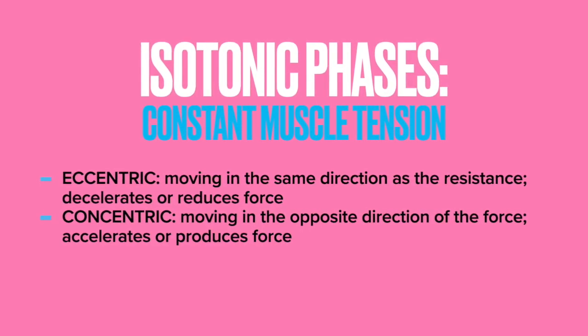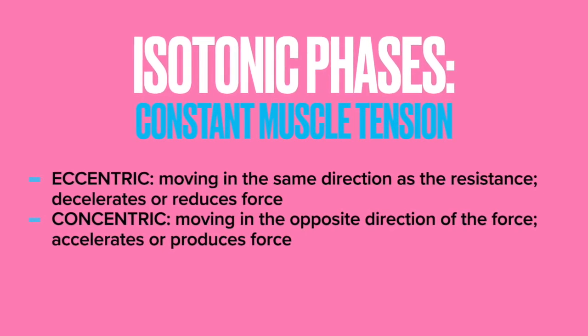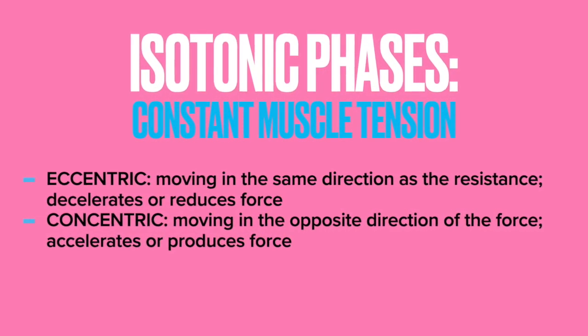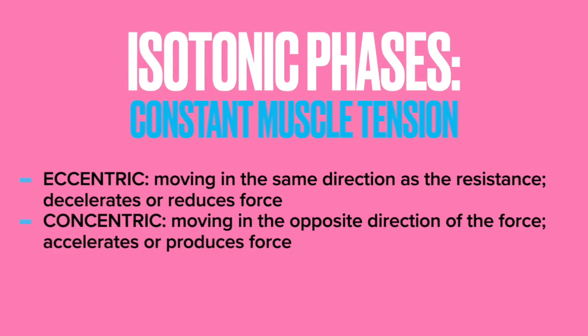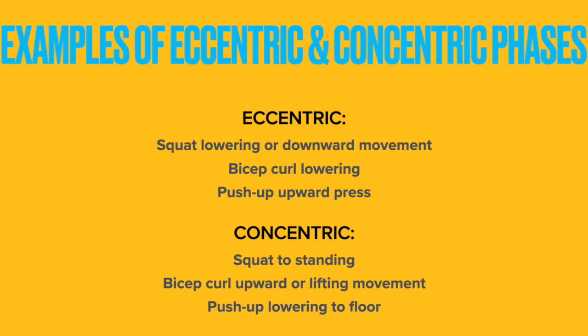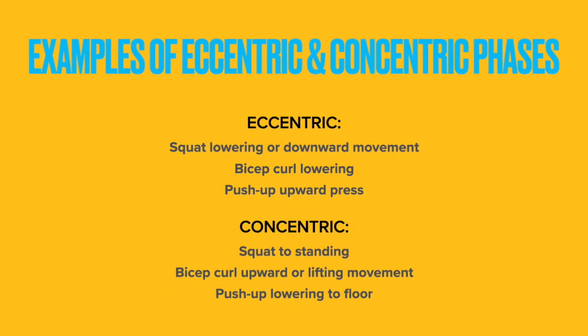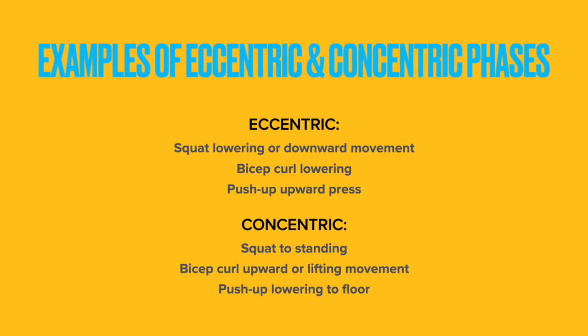The eccentric phase refers to when the working muscle group is moving in the same direction as the resistant force. This phase is also known as the decelerating or reducing force component. Examples of eccentric movements for common exercises are the downward or lowering phase of a squat, the lowering of a bicep curl, and the upward press of a push-up.